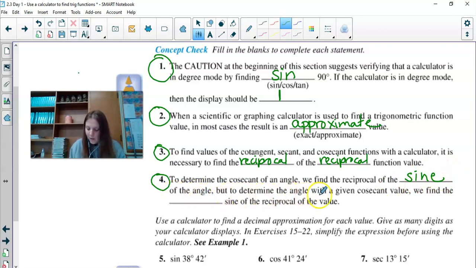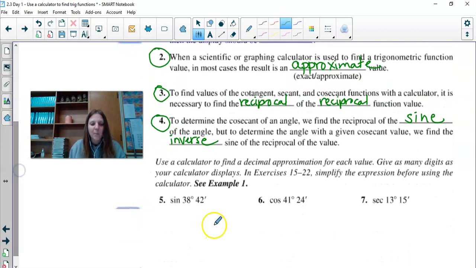But to determine the angle with a given cosecant value, we find the. Okay, so now if you know the cosecant and you're looking for the angle, you use what's known as the inverse of the sine. And again, this is all in the reading for section 2.3. Okay, one last example. Let's look at example 5.